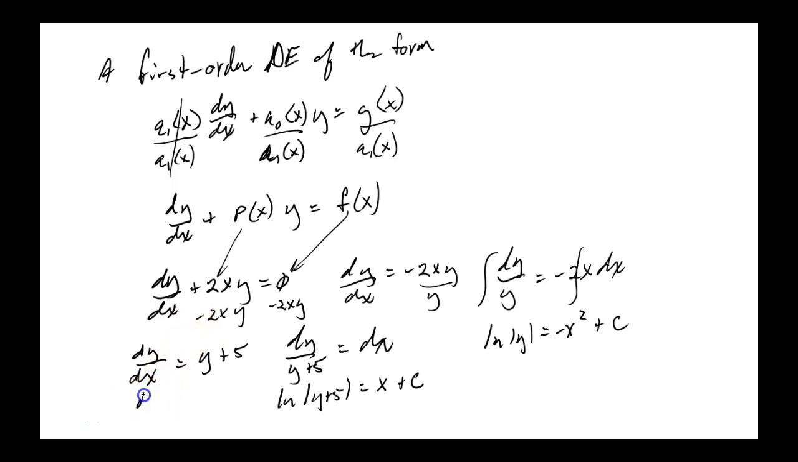You could write this as dy/dx minus y is equal to 5. So that's linear. The p of x is minus 1, the f of x is 5. Okay? And it's solvable by separation of variables.